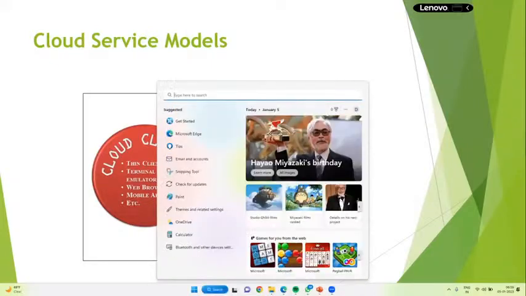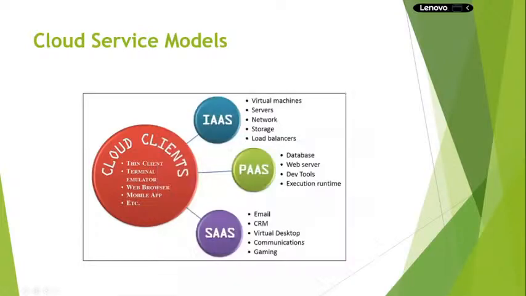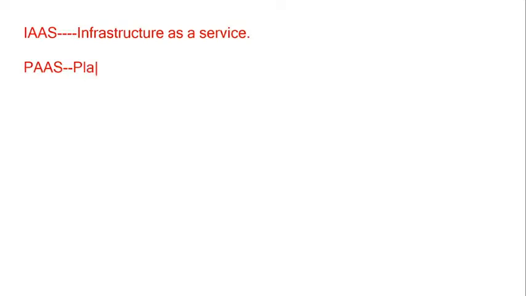So private cloud, public cloud, and hybrid cloud. Now the service models. One is Infrastructure as a Service, IaaS. Next is Platform as a Service, PaaS. And the third is Software as a Service, SaaS.